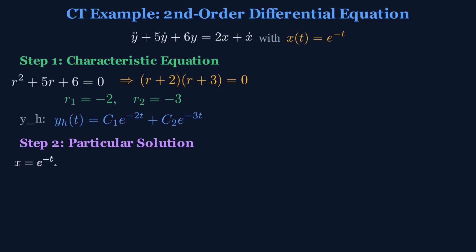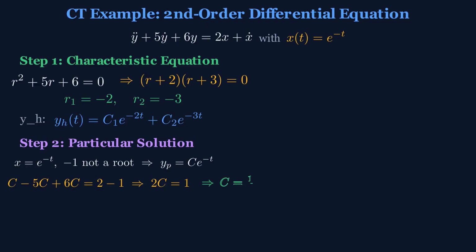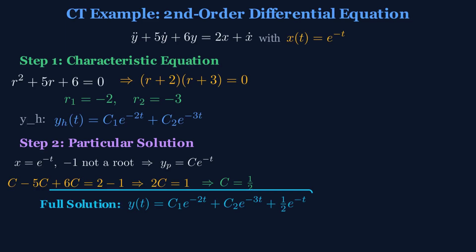For the particular solution, since x equals e to the negative t and negative 1 is not a root, we try yp equals capital C times e to the negative t. Substituting, c minus 5c plus 6c equals 2 minus 1, so 2c equals 1 and c equals 1/2. The full solution is y of t equals c1 e to the negative 2t plus c2 e to the negative 3t plus 1/2 e to the negative t. The constants c1 and c2 are determined by initial conditions.